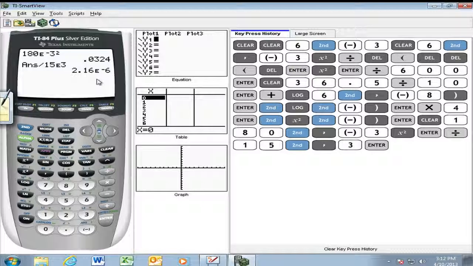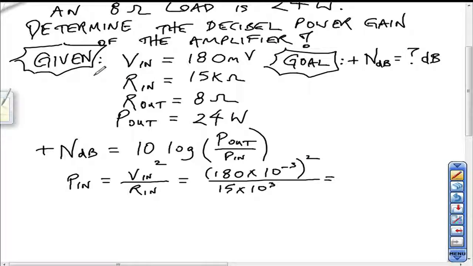Remember, E is times 10 to the negative 6, and what's the units? Watts, right? We just solved for power. V squared divided by R. Vn squared divided by Rn gets us power in, right? Power in. So that's what we just solved for. So let's go back and note that down. So our input power, pretty tiny, 2.16 times 10 to the negative 6 watts.